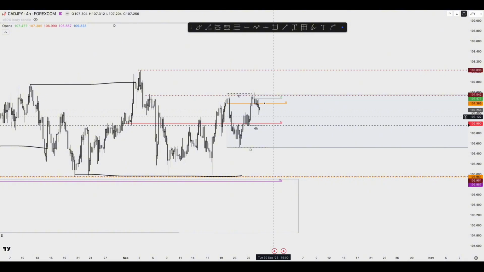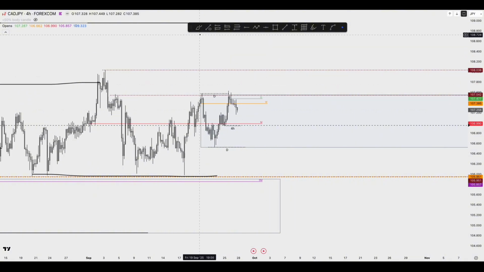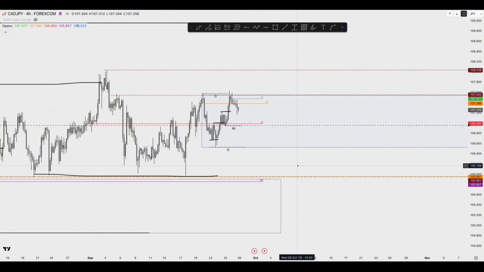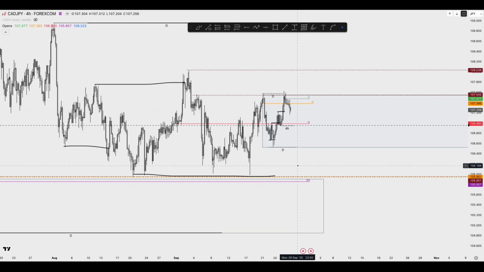This means I now wait for the 4 hour fractal break. Here you can see the breakdown, break up, and here's the fractal low. To avoid this low getting broken, then a pullback into a supply zone, and from here I want to short until these lows are taken out. So this is my game plan for CADJPY.